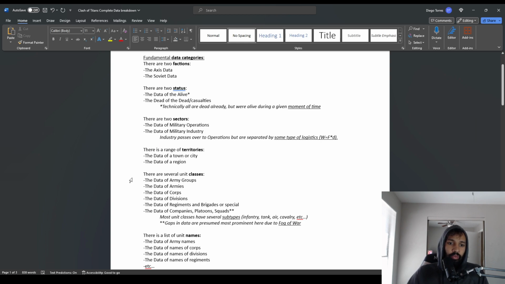So the idea is that we need some sort of data set that can describe the actual sectors or regions, is what I'm calling them. Regions is going to be the primary term to describe where these battles actually took place.